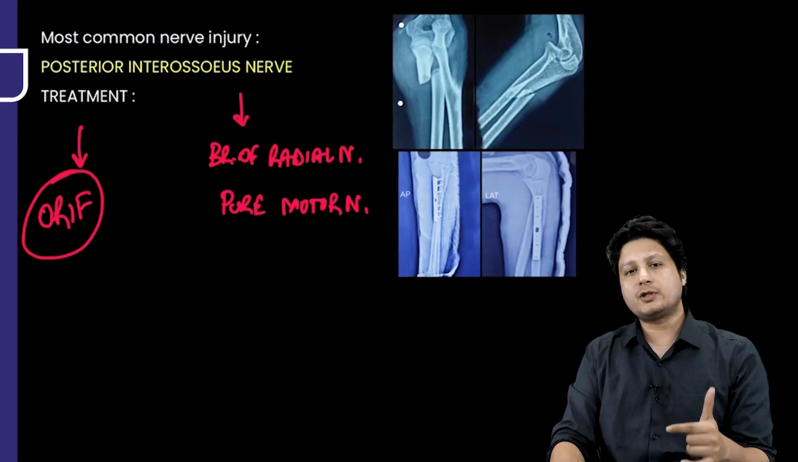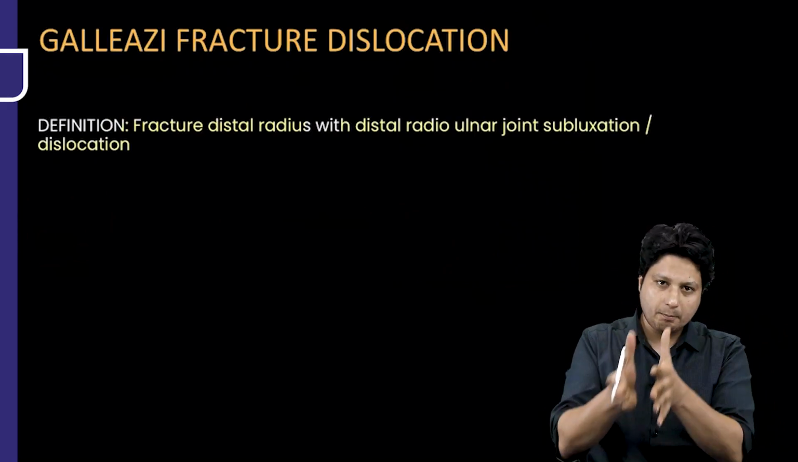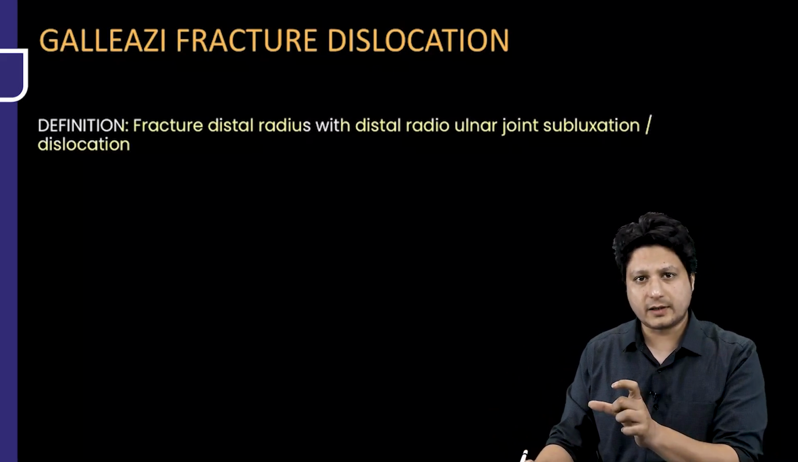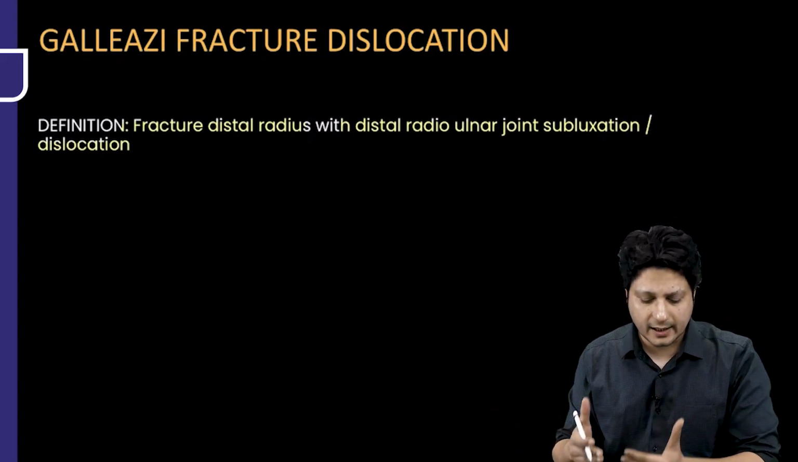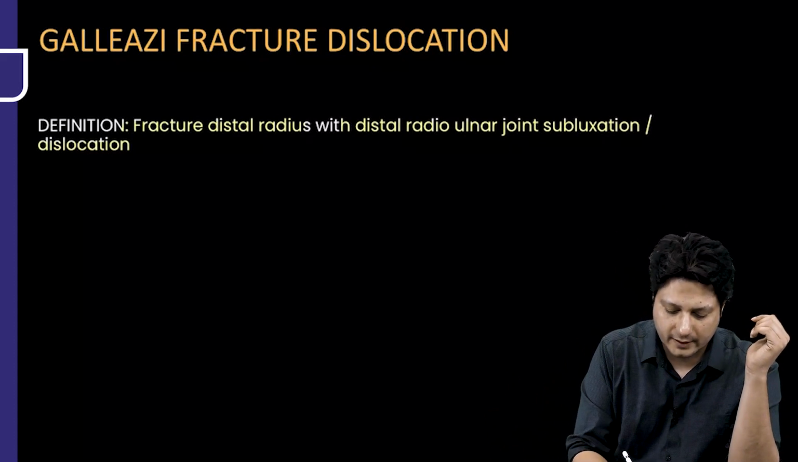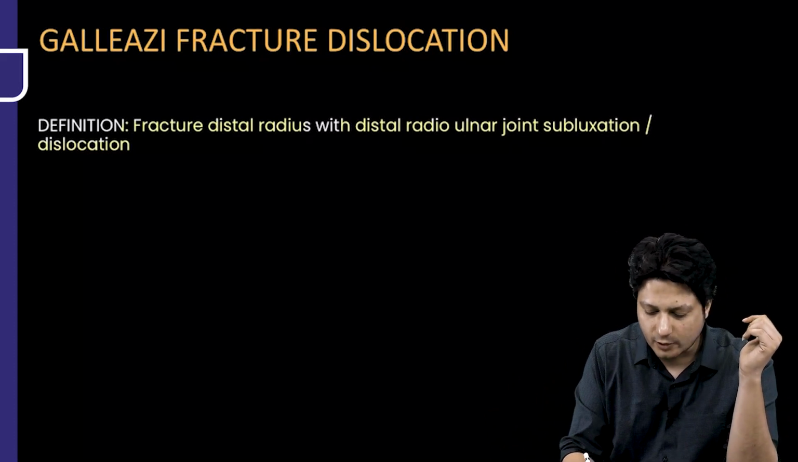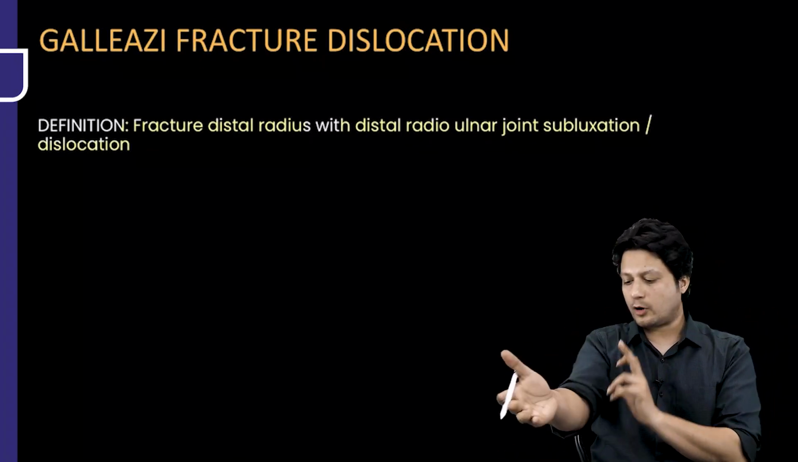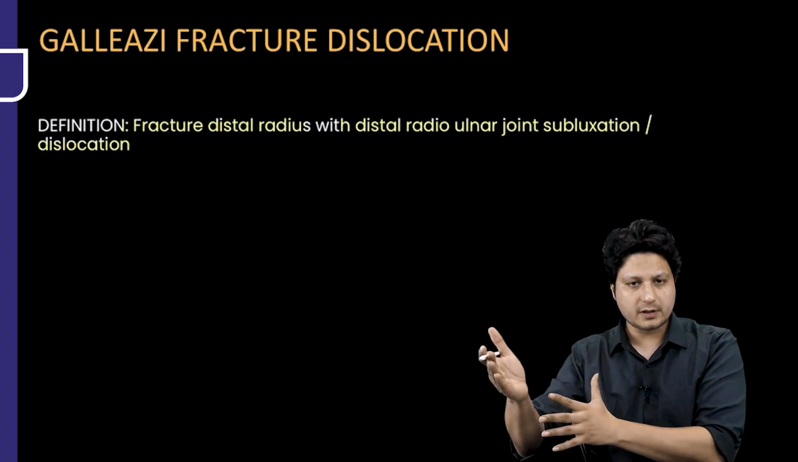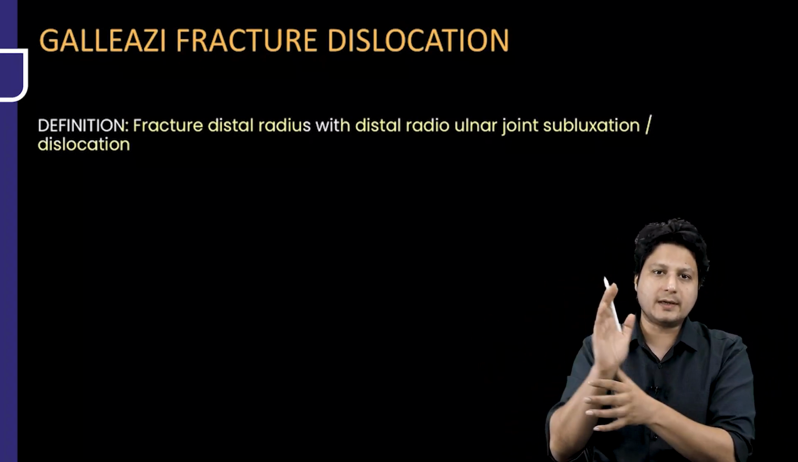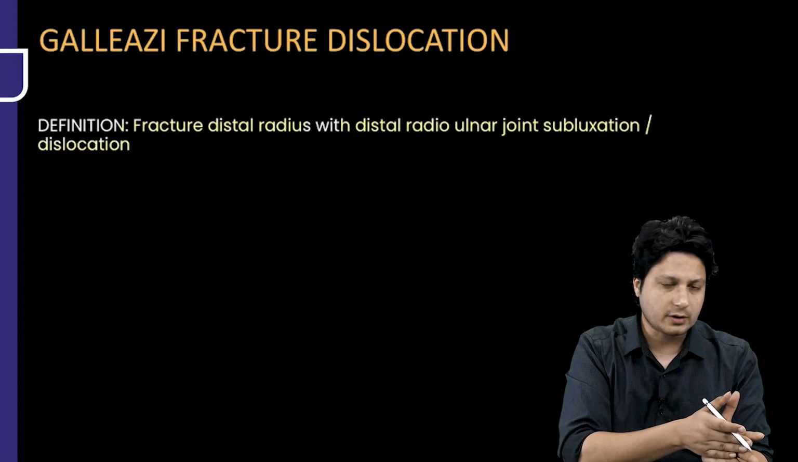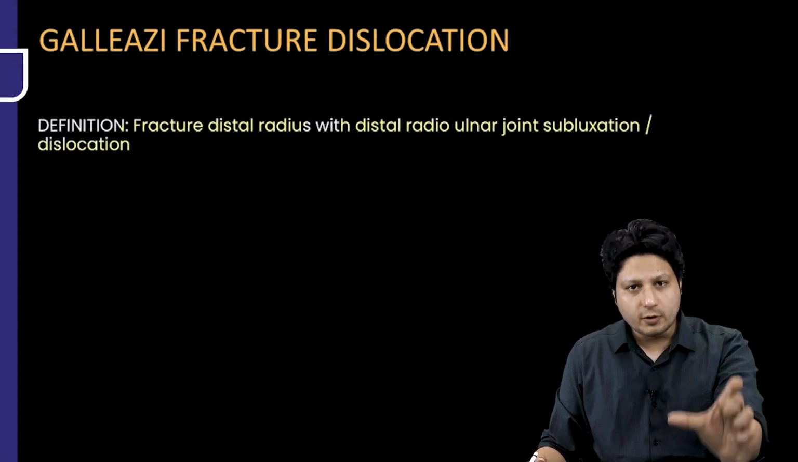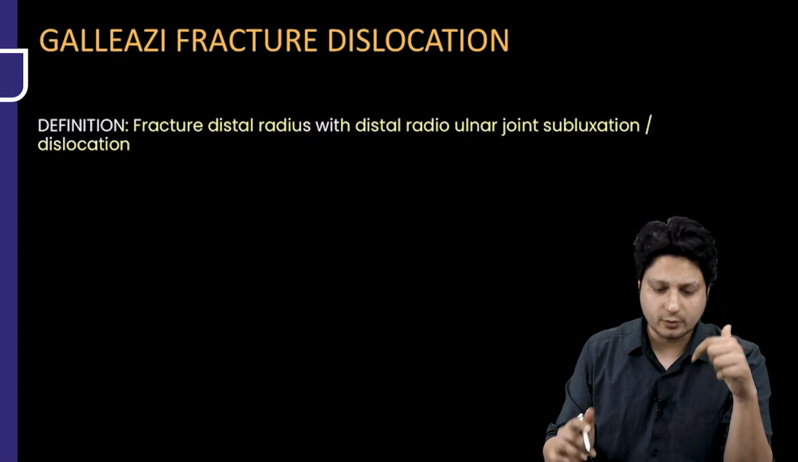Next, why is this question particularly important? Because it has to be compared to Galeazzi fracture dislocation. Now, what is Galeazzi fracture dislocation? As the definition is very indicative, it is the fracture of the distal radius with distal radio-ulnar joint subluxation or dislocation. What was happening in Monteggia was proximal ulna fracture with proximal radio-ulnar joint subluxation. In Galeazzi, distal radius with distal radio-ulnar joint dislocation or subluxation. This is what is happening in case of Galeazzi. Because of this confusion, the examiner is asking questions related to these.